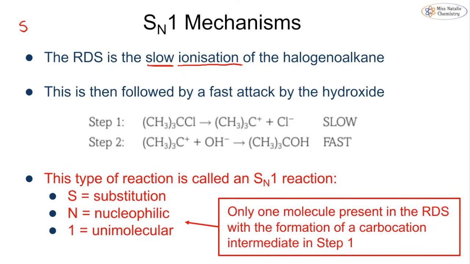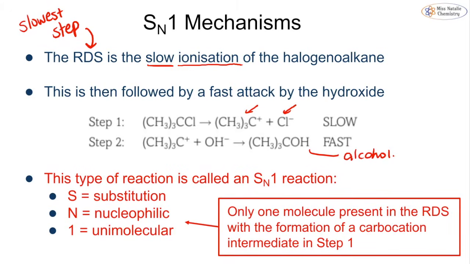Remember, your rate determining step is your slowest step. So the slow ionization of the halogenoalkane happens where we make these 2 ions here, one being positively charged and one being negatively charged, and then we get a fast attack by the hydroxide ion on our carbocation here to form our alcohol. And that is the product that we want to make.